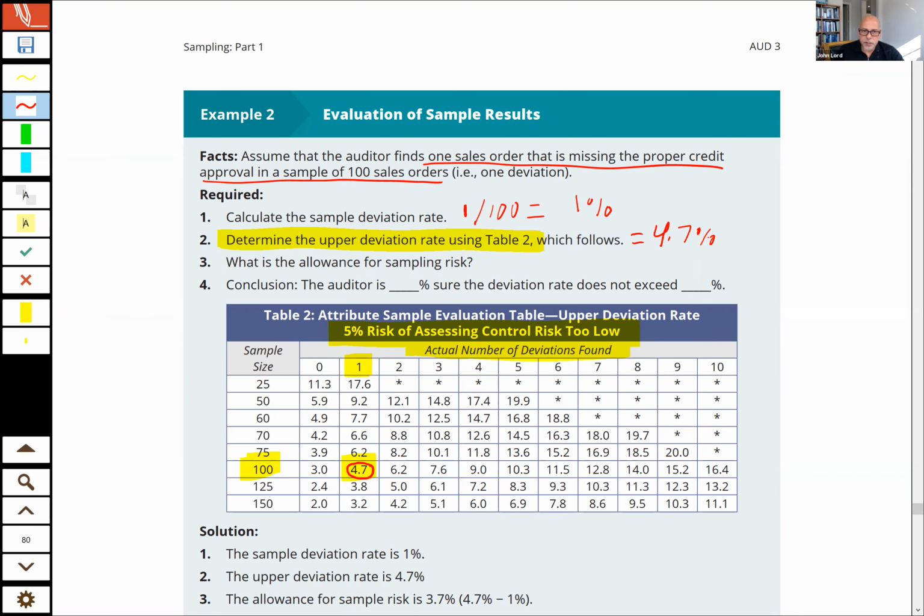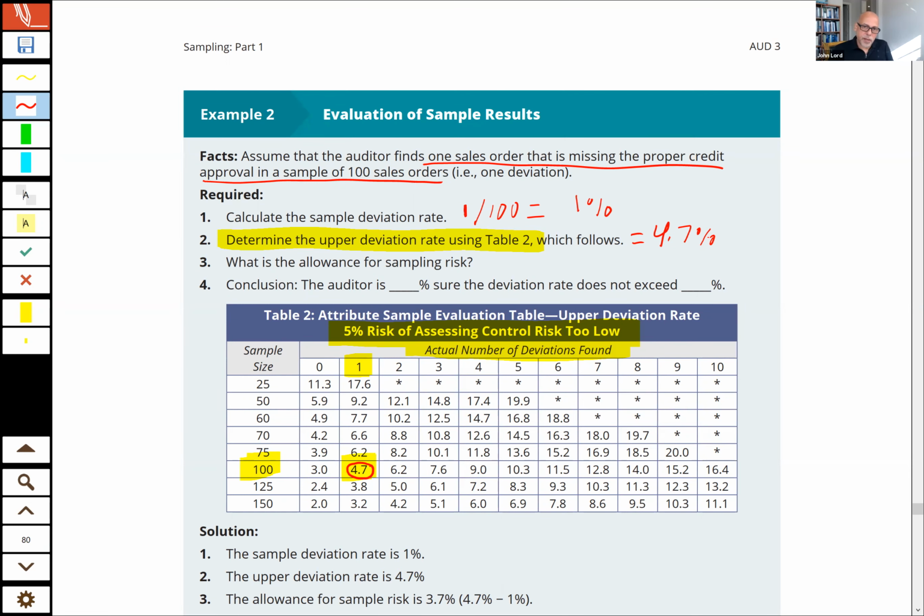4.7%. And you look at that and you say, well, wait a minute, John, we only had 1 out of 100. Why are we going up and saying it could be as high as 4.7%? Because this is a sample. And there's always a chance that the sample will give different results than what the true value of the population is. And so we give ourselves an allowance for sampling risk, a cushion. This is sometimes called precision.